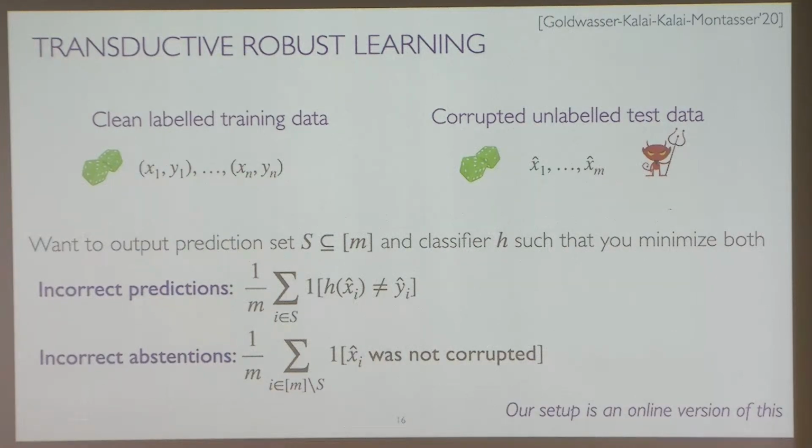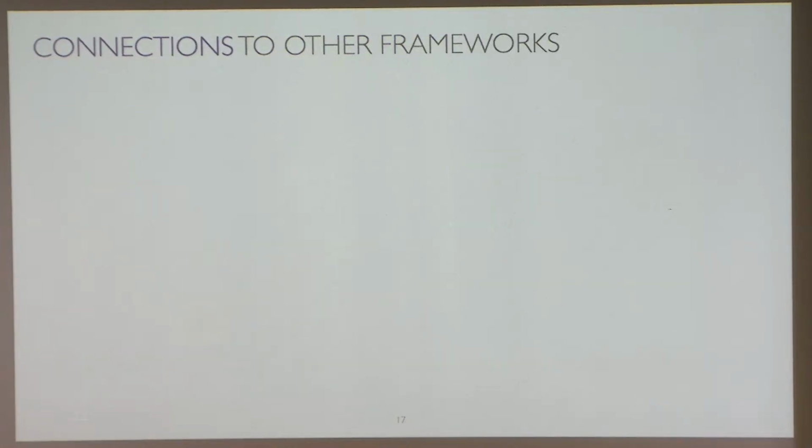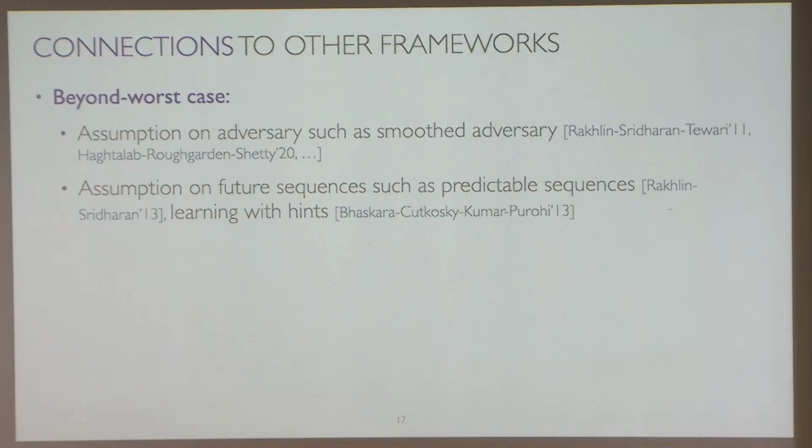Yeah, our setup can be thought of as an online version of this. There are also connections to other frameworks. You can think of this as trying to extrapolate between online and worst case, right? So you want to do something that's beyond worst case. I did not make any assumption on the adversary because I allowed as many adversarial corruptions as it wanted, but there are other settings you could study. You could assume that the adversary is a smooth adversary, which means the adversary can decide a point, but then the world comes in and smooths that point out. So it can't be very worst case in that nature.